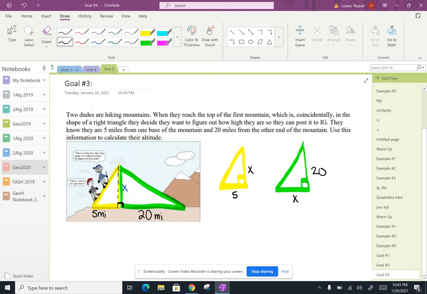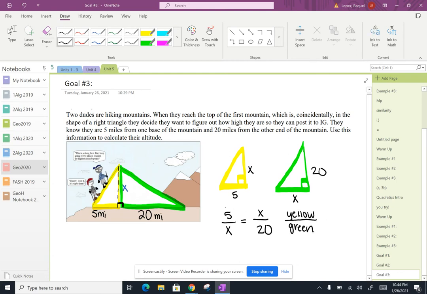Right triangles are going to be similar to one another. And so what we can do is set up a ratio. Well, not all right triangles are similar to one another, but these two triangles are similar to each other. And so because these two yellow and green triangles are similar, we can set up a proportion. So we know 5 corresponds with X in the green triangle, and X corresponds with 20 in the green triangle. So what I'm doing is I put my yellow triangle in my numerator and I put the green triangle in my denominator.